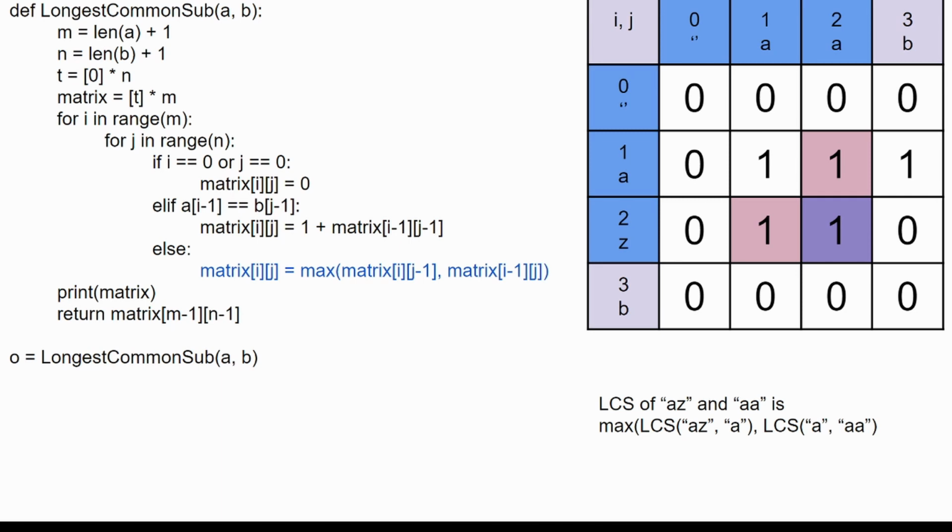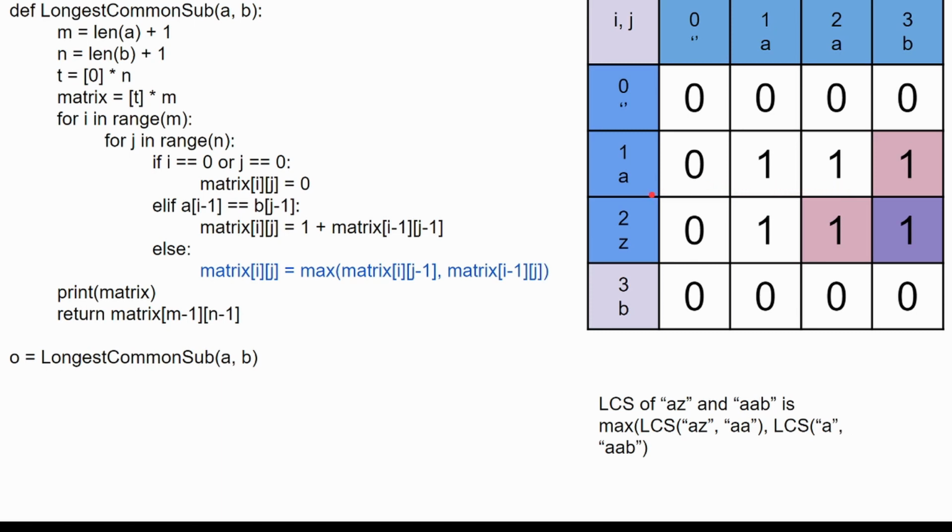Now you have AZ and AA, where Z and A are not the same, so you have to go to this line again. Now you're trying to find the max of AZ and A, and A and AA. AZ and A we've already computed has a maximum of 1, and AA and A we've already computed is 1. The max of 1 and 1 is 1.